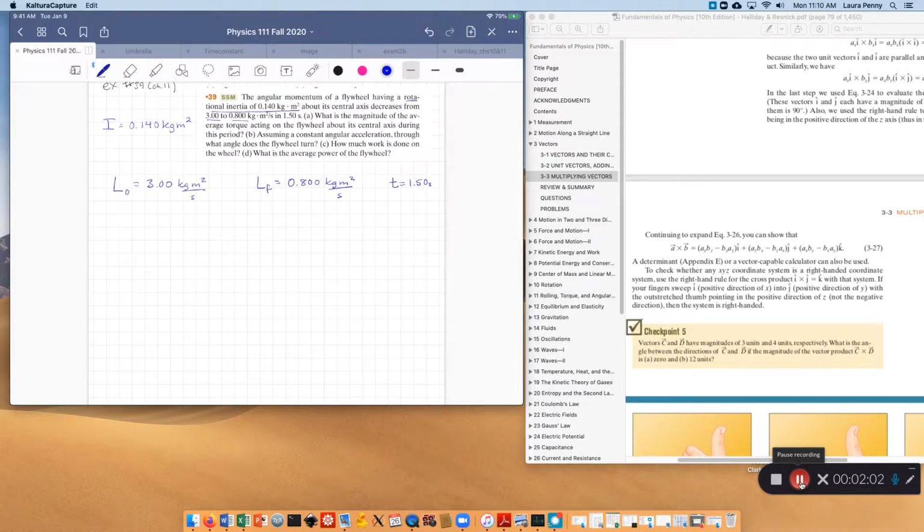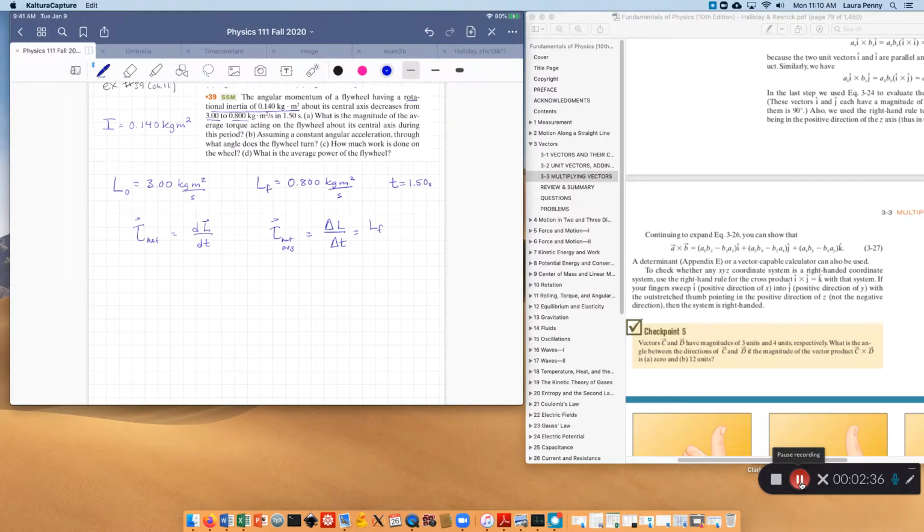So it says, what is the magnitude of the average torque acting on the flywheel about the central axis during this time period? So the average, remember that the net torque is going to be the derivative of the angular momentum with respect to time. Well, here I actually have a final and an initial, so the average net torque is just going to be the change in angular momentum over time.